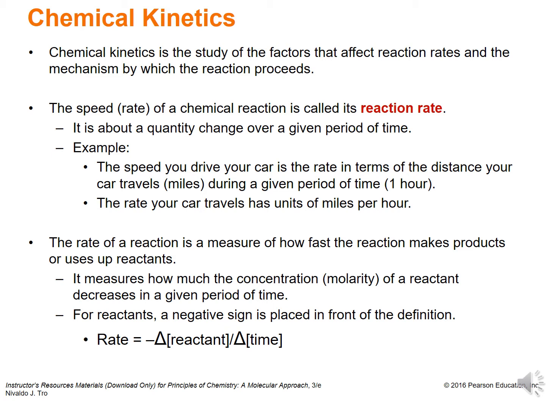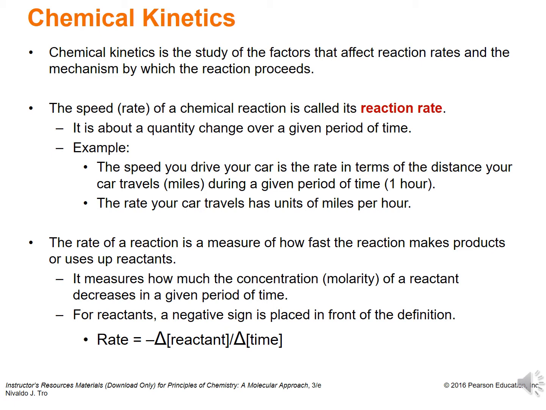Of course, speed is our everyday word for it, but now that we're Chem 2 students, we're going to talk about the rate of a chemical reaction, and that's known as the reaction rate, simply enough. It's about a quantity change over a given period of time. So if we think about an everyday example, the speed you drive your car is the rate in terms of distance that the car travels, in miles here in this country, but kilometers in the rest of the world, during a given period of time. Usually miles per 1 hour is the standard that your speedometer reports. So the rate your car travels has units of miles per hour.